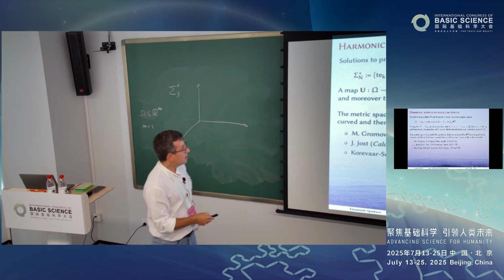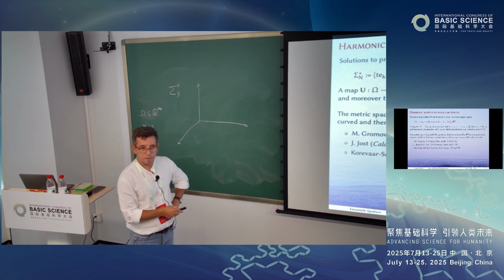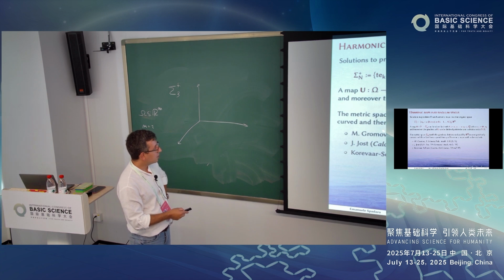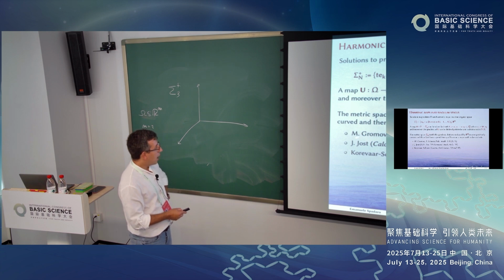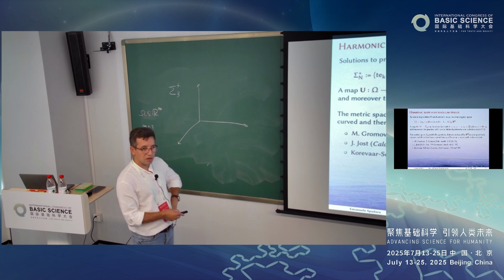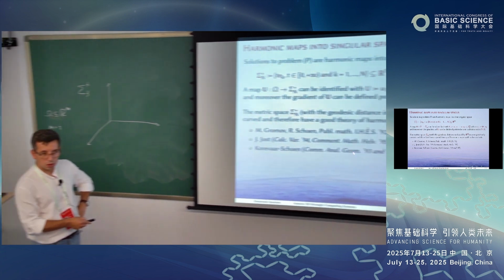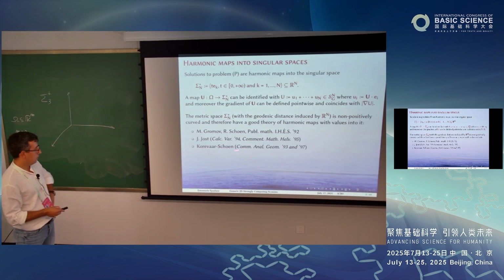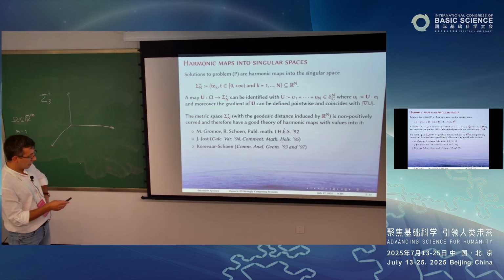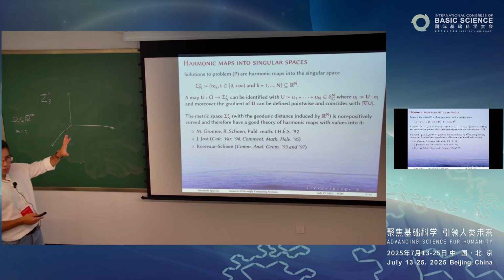And indeed, that's the first instance I knew about this problem, which was studied by Gromov and Schoen in the early 90s for studying rigidity into groups, harmonic maps into groups. And soon after, this theory was generalized to very general metric spaces, non-positively curved, by works by Jürgen Jost and Korevaar and Schoen, around 93, 97. So that's sort of the same problem.